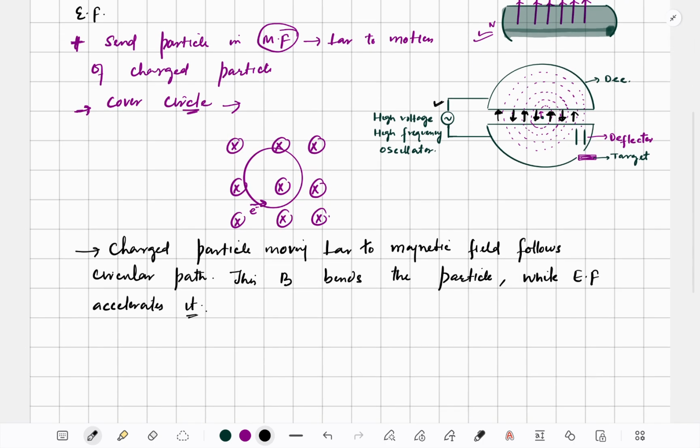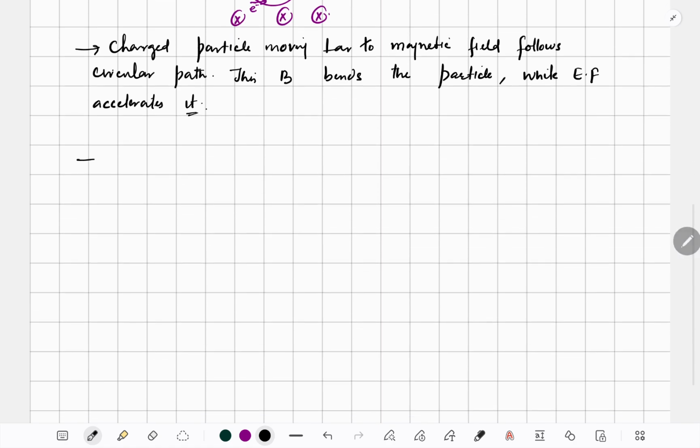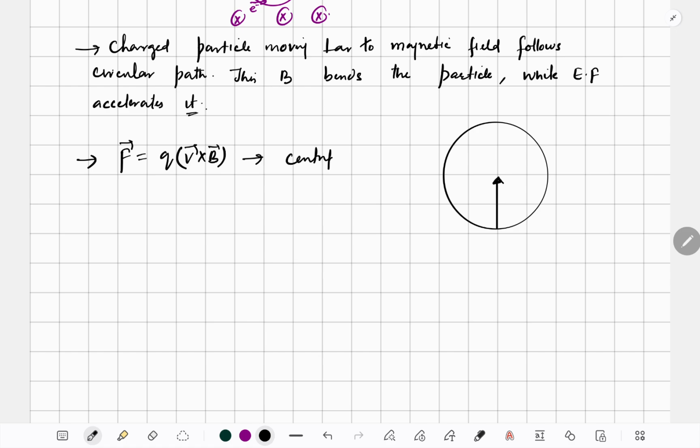Now let's do some simple mathematics so that we would be able to cover certain things. We now know this charged particle will go in circular motion in the magnetic field. If there is circular motion, there must be some centripetal force. And in a magnetic field, the magnetic force, equal to q v cross B, would provide the centripetal force.